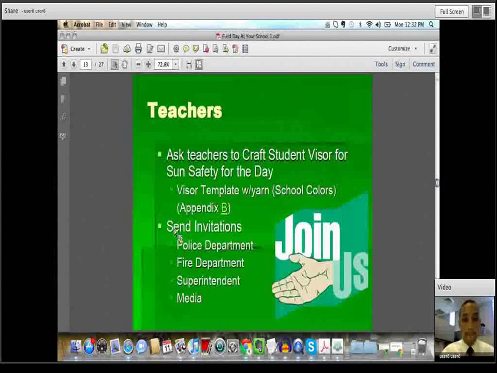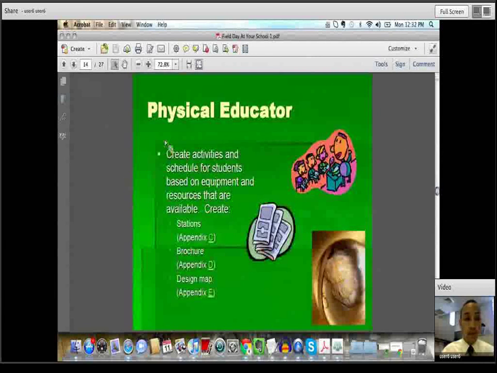It's important to send out invitations to the police department, fire department, superintendent, and the media for the specific day. It's also very important for the committee to create activities and a schedule for students based on the equipment and the resources that are available.